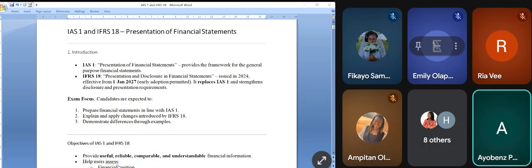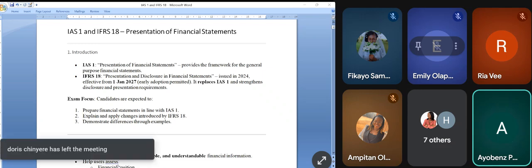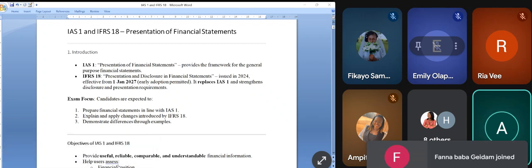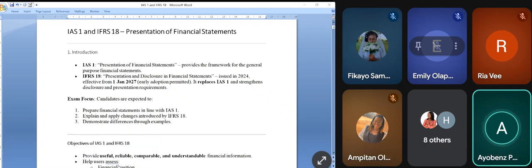Like I was explaining at the tail end of the last lecture, we are going to be meeting today to discuss IAS 1 and IFRS 18, which is the essence of why you are actually in this class. This is the core. This is the one that carries the highest percentage. I think in the breakdown of your syllabus, it carries about 30% of the weight. Likely, your question one will come from this IAS 1 and IFRS 18.